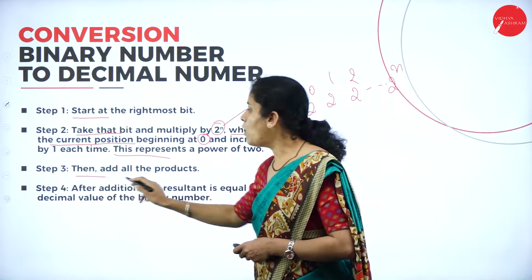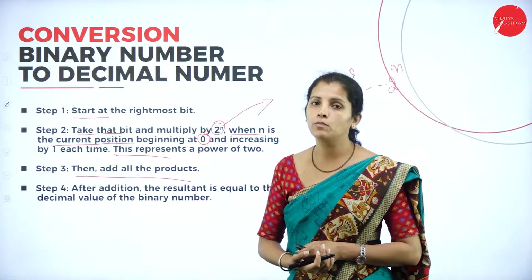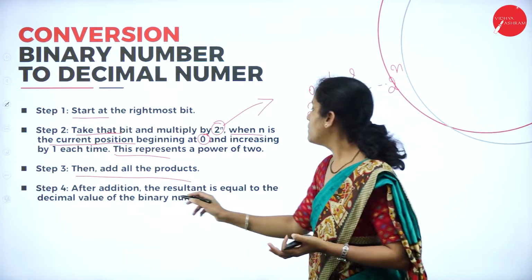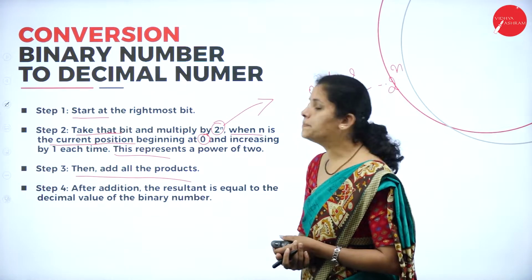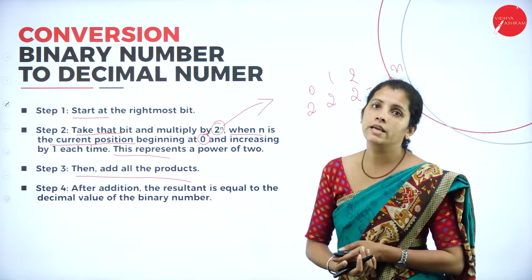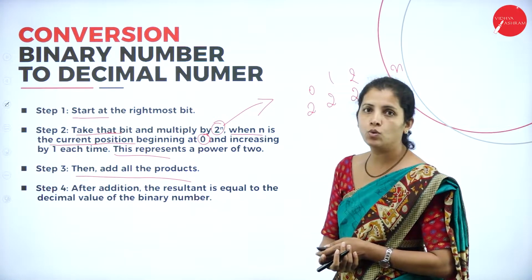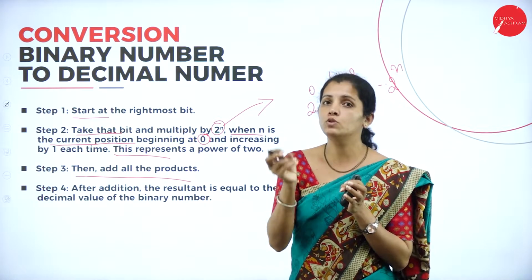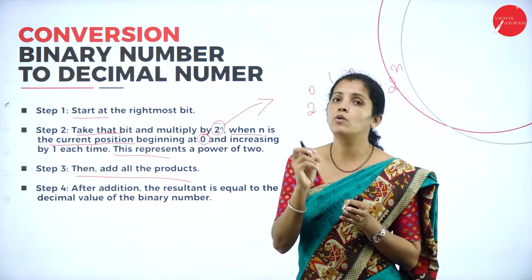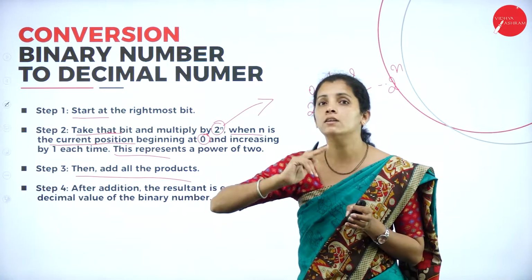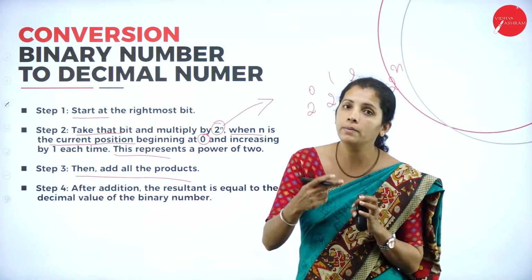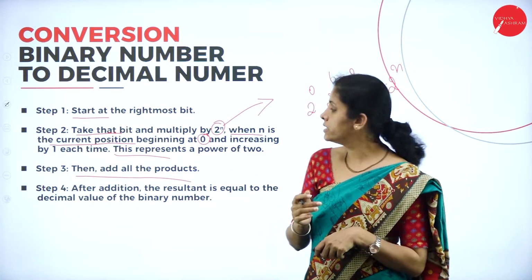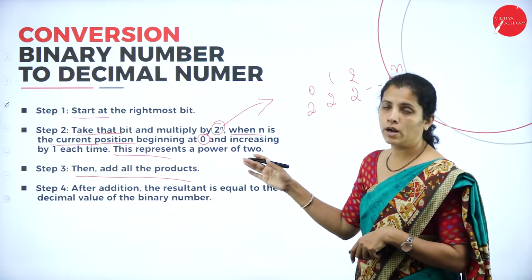Then add all the products. Later, I'm going to add all the products and write the decimal value that is equivalent to binary. So I want to find the bit position. Based on that, I want to find the power of that bit. Later, I want to add all the results in order to get my product.